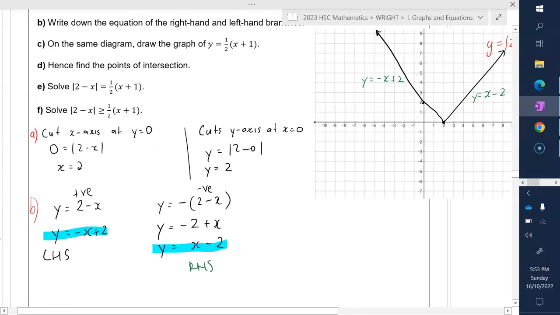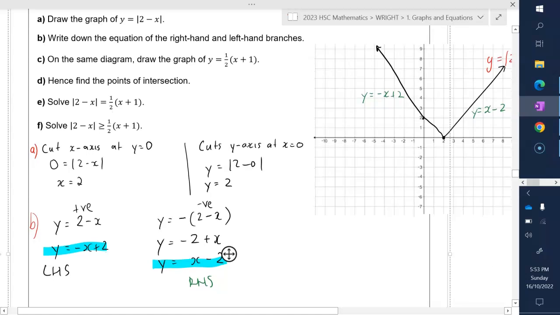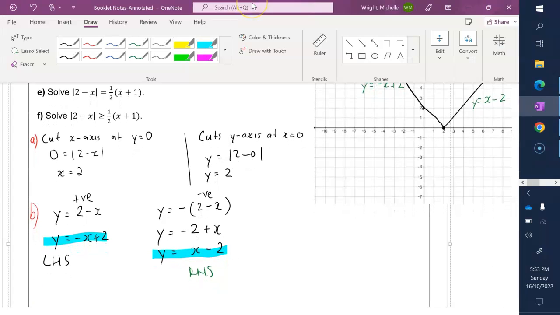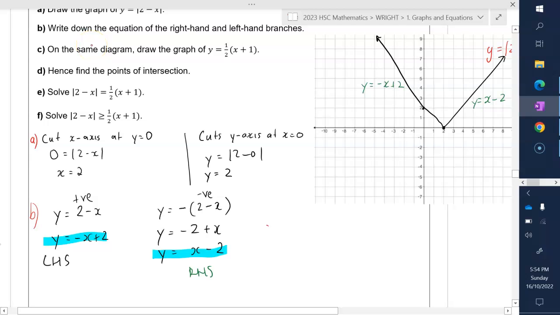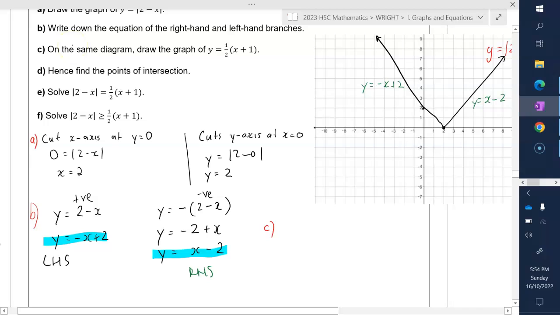Let's have a look at C. It says, on the same diagram, draw the graph of y equals a half x plus 1. So let's just redraw that equation a little bit. Or you can leave it as y equals a half x plus 1, or you might like to write it as, if I open up the brackets, x over 2 plus a half. I don't mind, but we need to plot that up here.